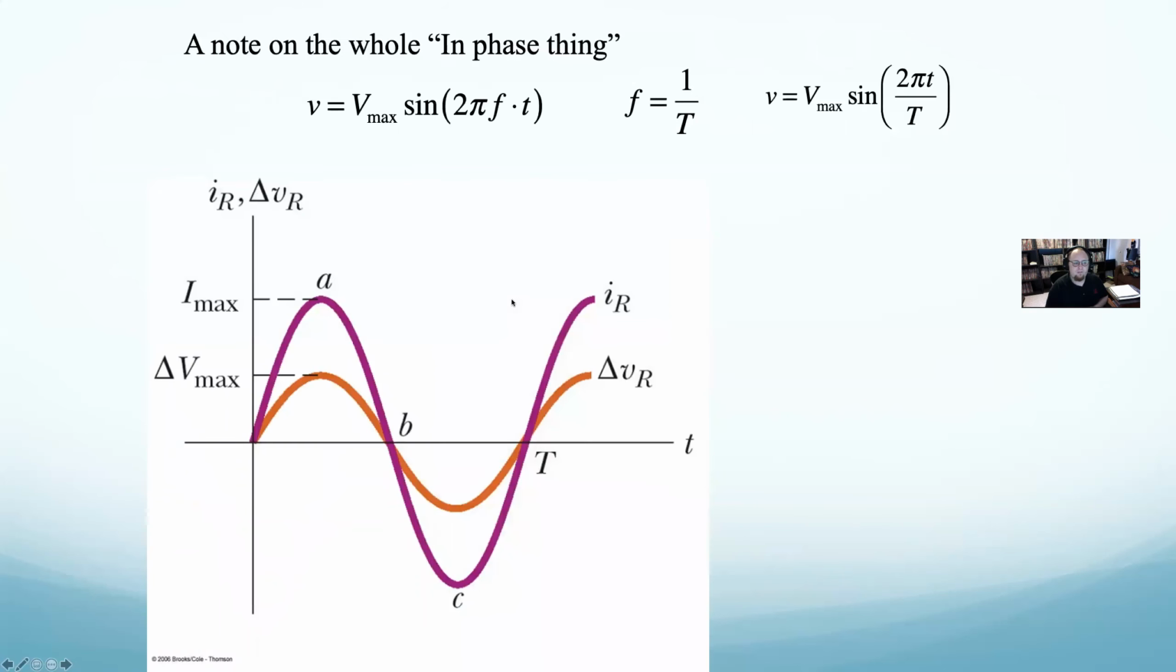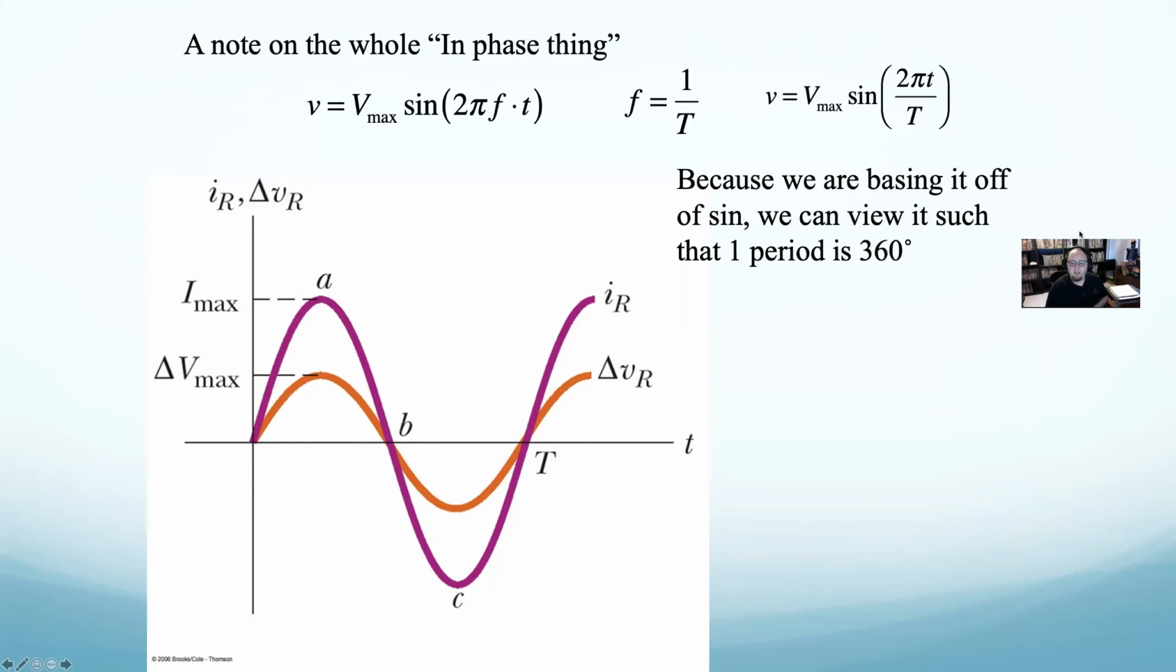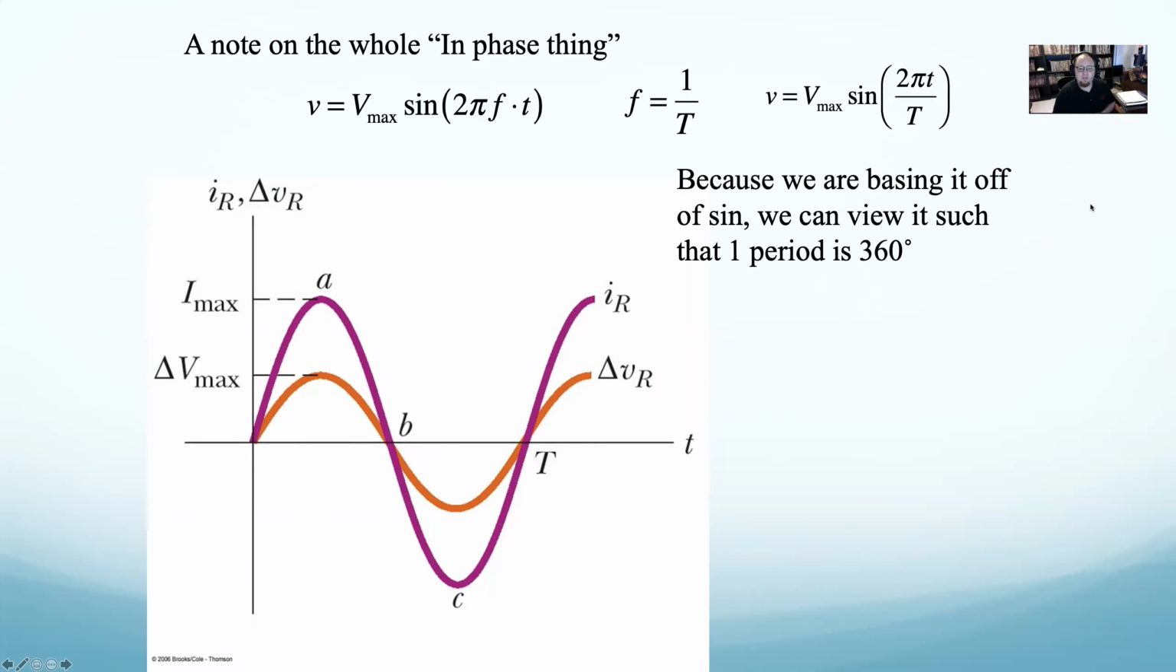Now, quick thing on this whole in phase stuff. Since the voltage as a function of time is Vmax sine of 2 pi ft, where f is 1 over the period, I could also write it the way I did in this upper right. Because it's based off a sine wave, you can view one period as 360 degrees. It's kind of weird because there's nothing spinning here.